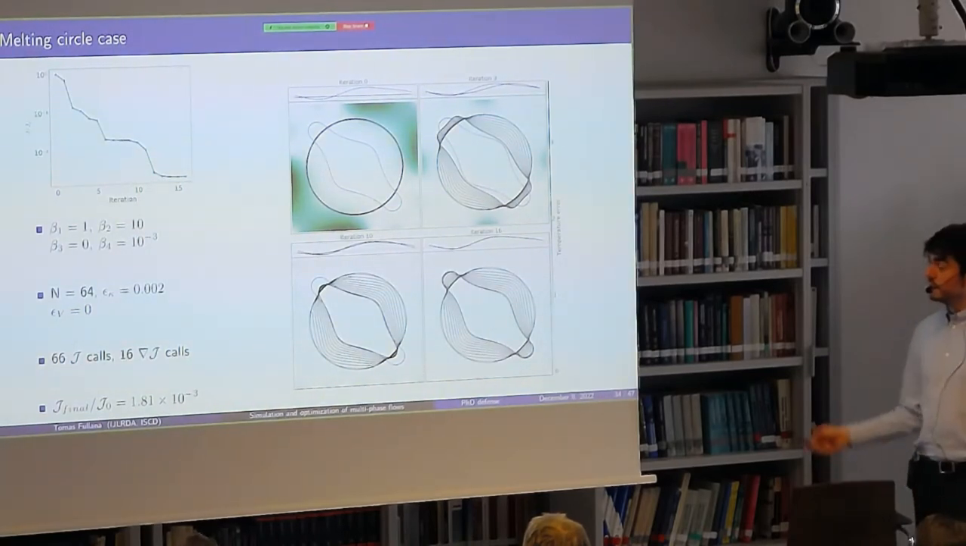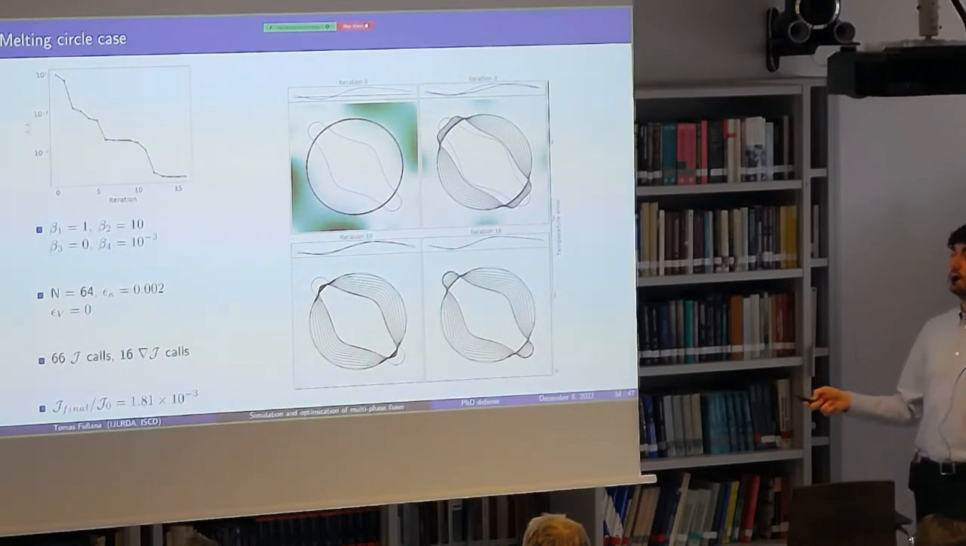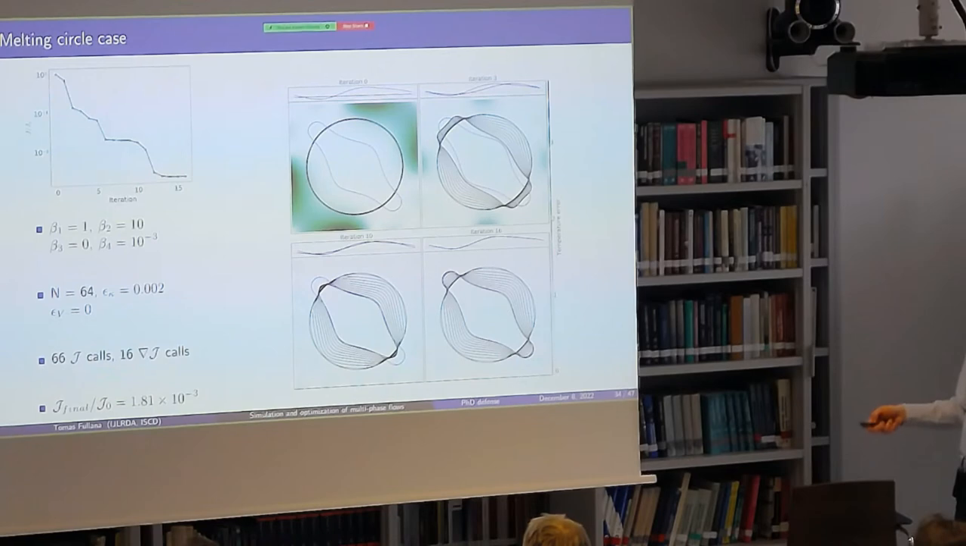So we have at iteration zero a circle that is here in red, where we want to match the final shape here in blue. So at the first iteration, the control variable is equal to zero. We have no heat fluxes. Nothing is happening. The interface is not moving. And as we iterate through our optimization procedure, we see that the final shape of the interface, which is the red one, starts to match the blue one. And finally, we reach the final iteration here.